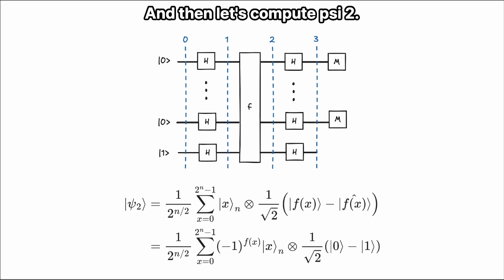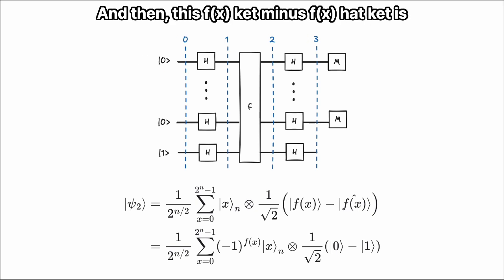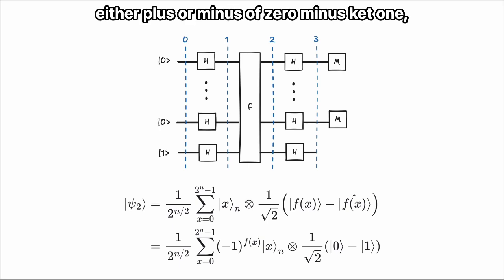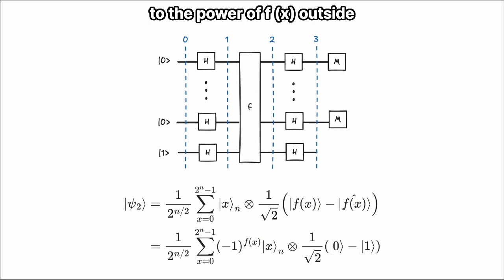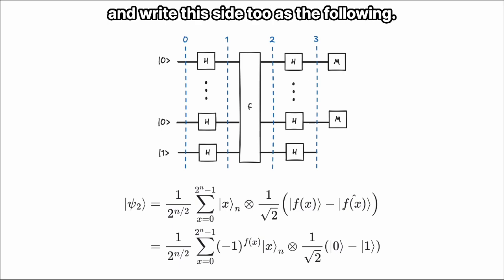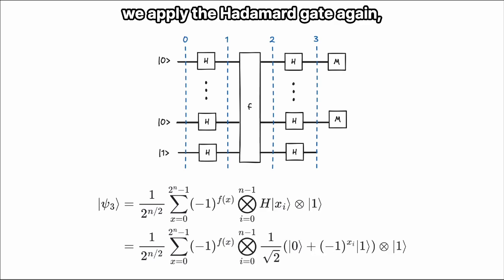And then let's compute psi2. The result will be like the following. And then this ket f of x minus ket f of x hat is either plus or minus ket 0 minus ket 1. So we can put the sign of minus 1 to the power of f of x outside and write this psi2 as the following. And then in the third stage, we apply the Hadamard gate again.